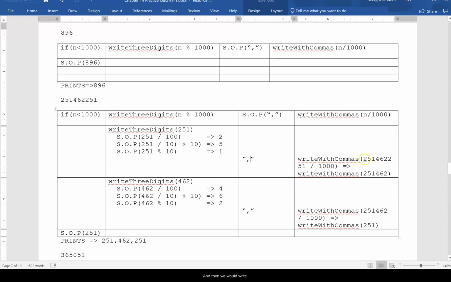And then we would write, we would take that number, because we divide it by 1,000, and that gives us this number. It would basically chop off that 251 and just give us this. And we divide that by 1,000. We write comma that, so that gets passed back in. And then what do we do here?